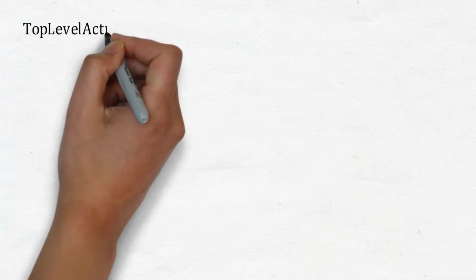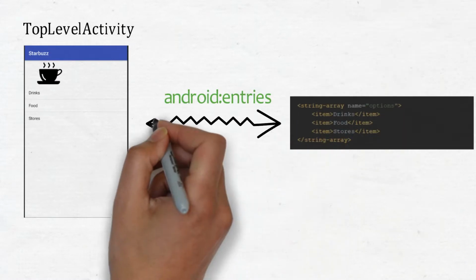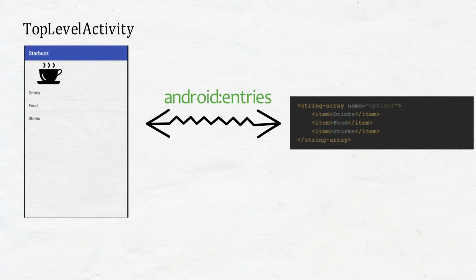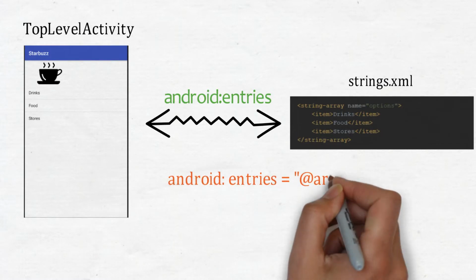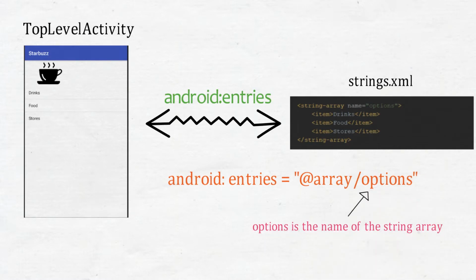When we created our first activity, the top level activity, we could bind data to the list view using the android:entries attribute in our layout XML. This worked because the data was held as a static string array resource. The array was described in strings.xml, so we could easily refer to it using android:entries equal to @array/options, where options is the name of the string array.